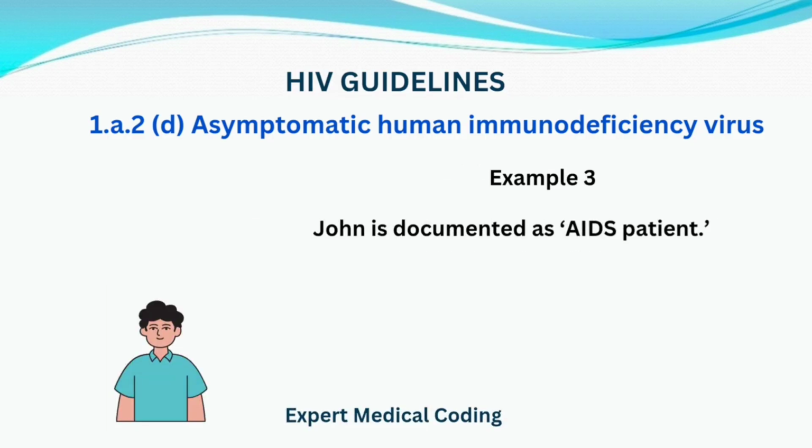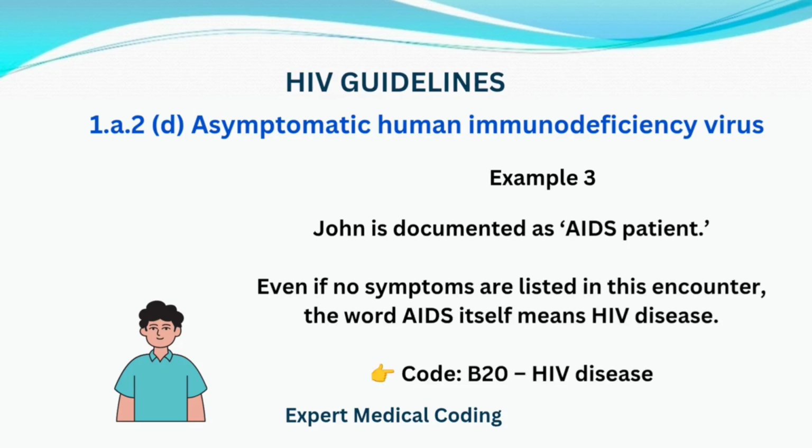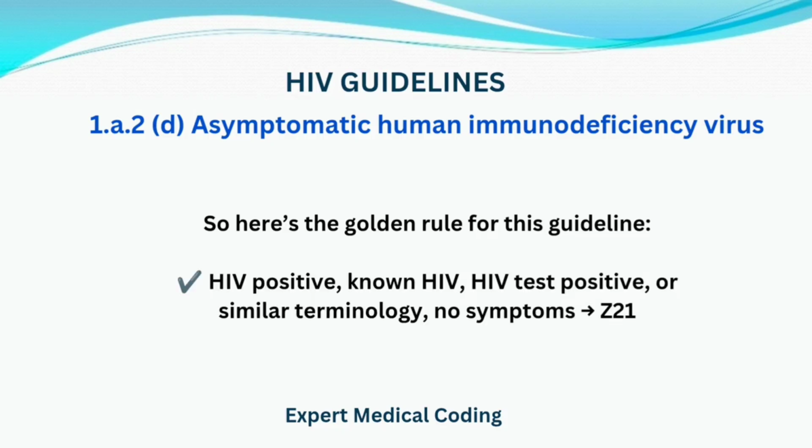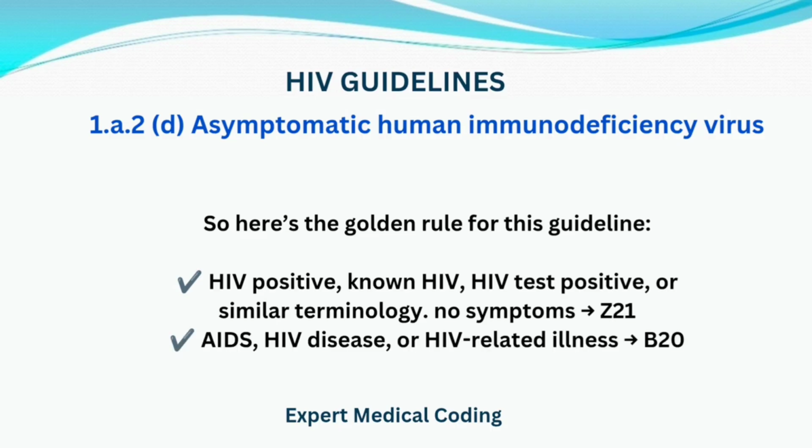Now let's see another example where John is documented as an AIDS patient. Even if no symptoms are listed in this encounter, the word AIDS itself means HIV disease. So we have to code B20, HIV disease. So here's the golden rule for this guideline. HIV positive, known HIV, HIV test positive or similar terminology, and no symptoms, we have to code it as Z21. AIDS, HIV disease or HIV related illnesses, we have to code it as B20.